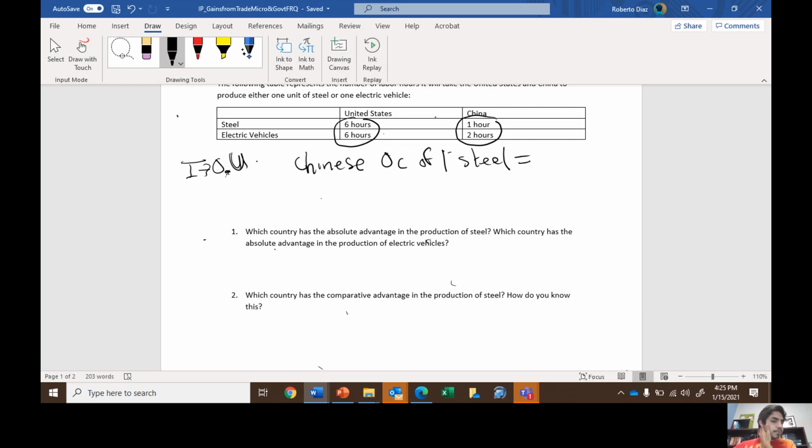So other under. So we're going to put in the numerator 1 hour. In the denominator 2 hours. So we find the per unit opportunity cost of producing 1 unit of steel is, as we previously identified with the output data, to be half a unit of electric vehicles.